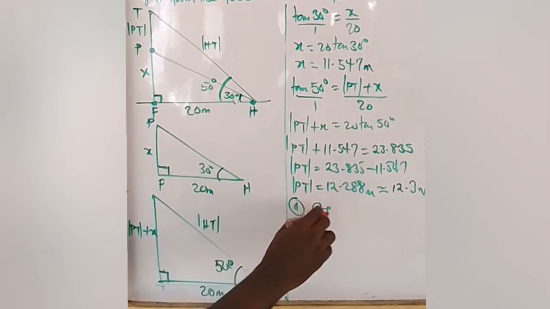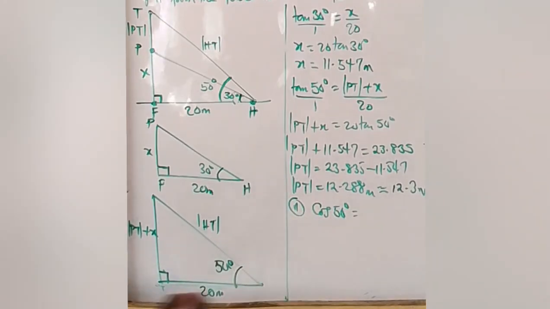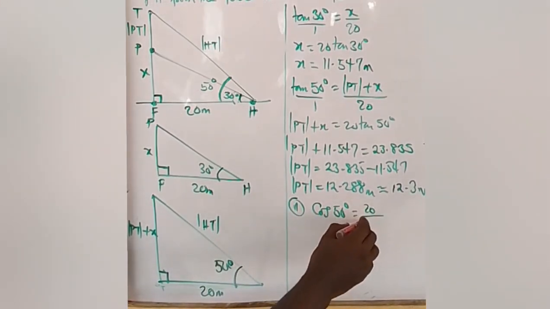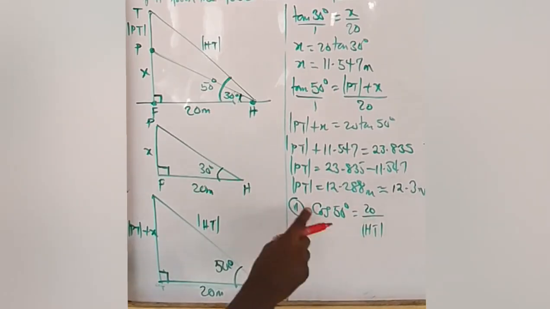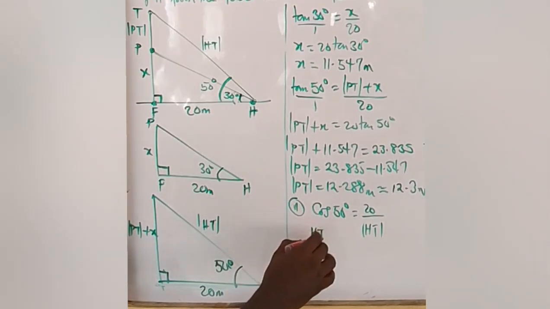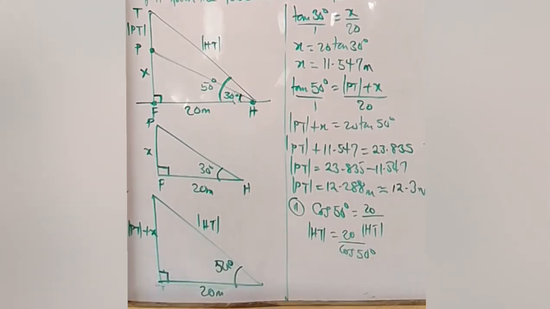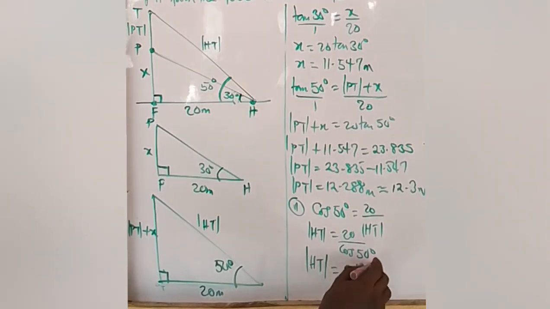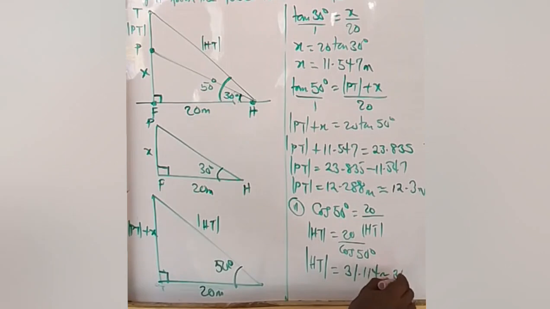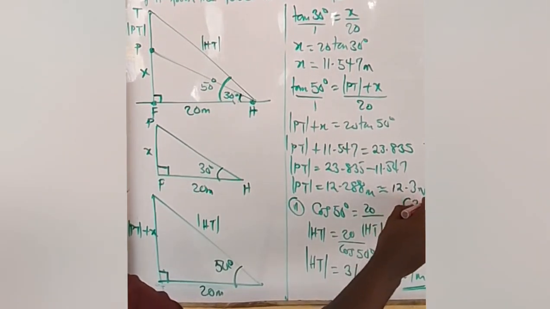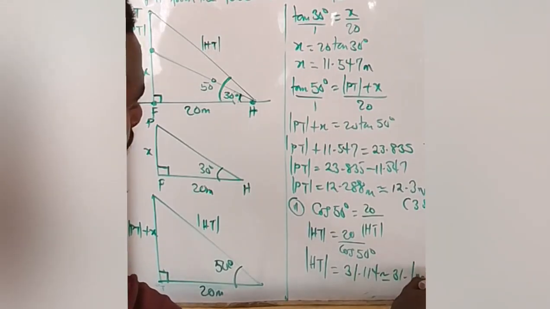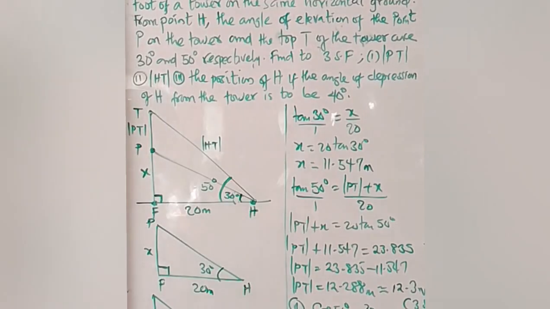That's cos. Cos 50 is what? Adjacent over hypotenuse, HT. You can switch this directly. From here, it means HT equals 20 over cos 50. What will the value of HT be? 31.114, approximately 31.1 meters to 3 significant figures as asked in the question. That is very direct.